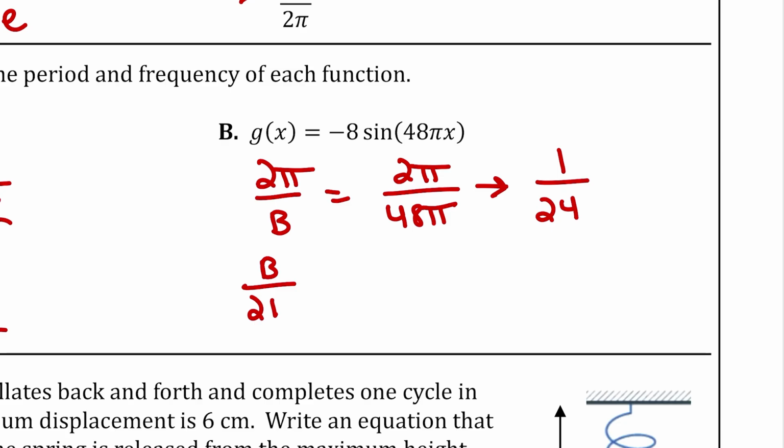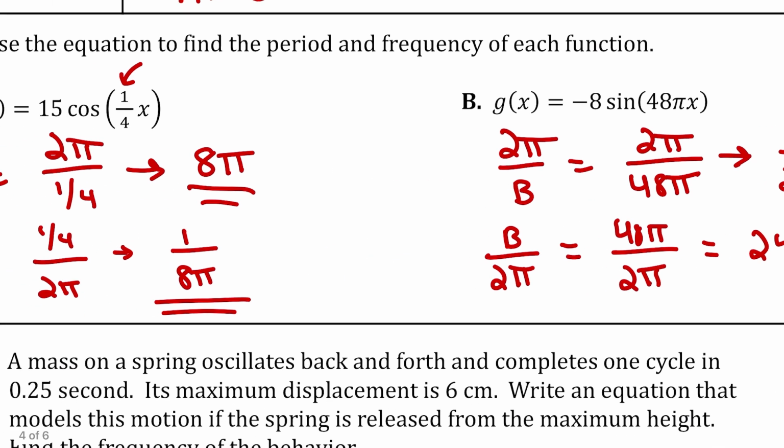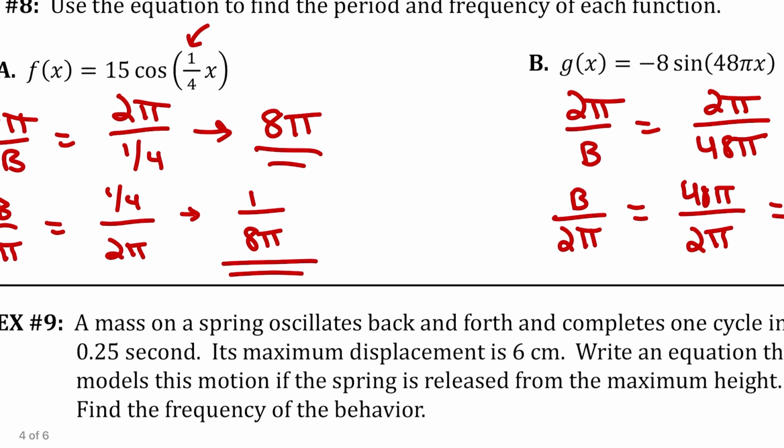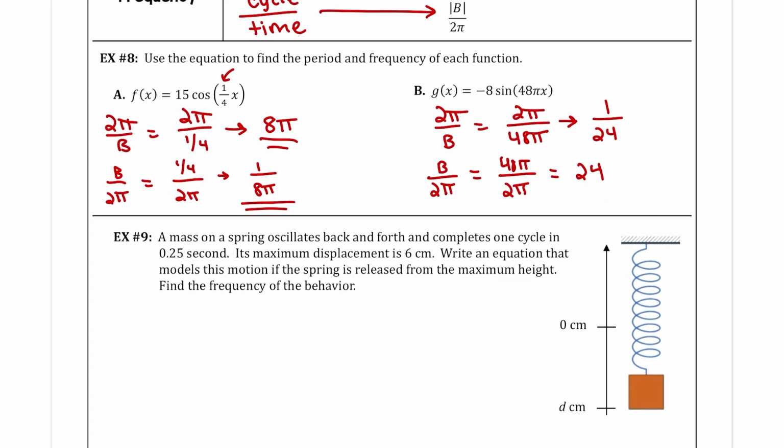And then frequency, b over 2 pi. We're going to get 48 pi over 2 pi, which is 24. So see how we're really just flipping the fraction here? 1 over 24 to 24. And our last problem, 8 pi to 1 over 8 pi. Because that's effectively the only difference between the formulas.